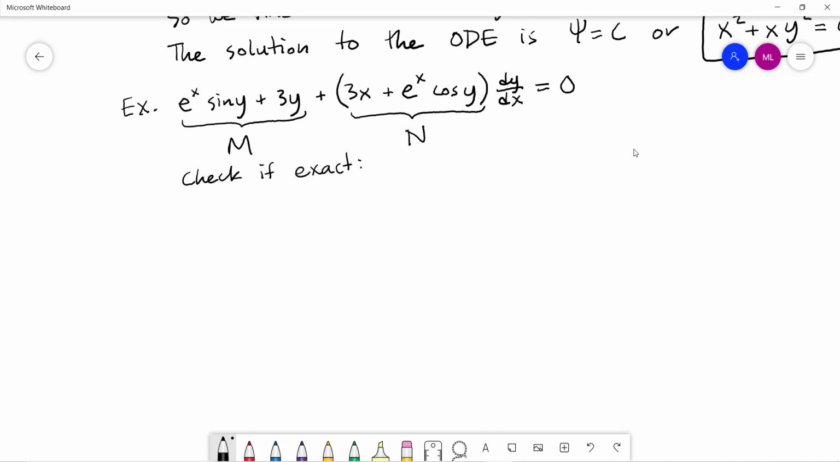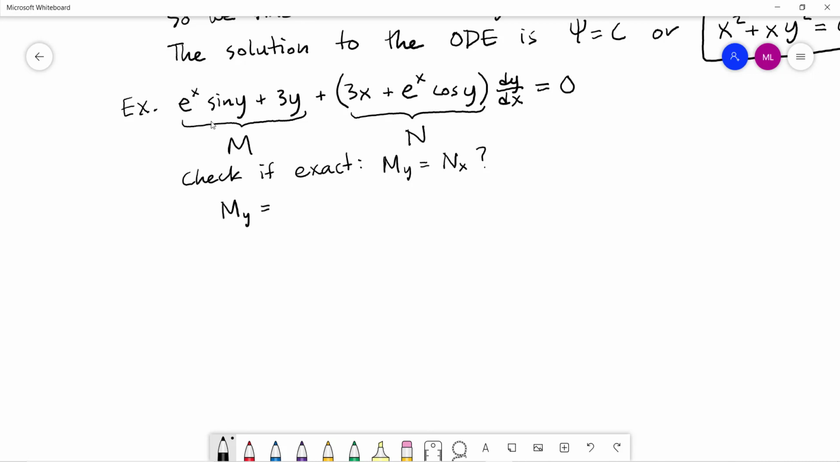And the step to check if it's exact is I check to see if the y derivative of this stuff matches the x derivative of this stuff. So M sub y equals N sub x. Is that true? So what is M sub y?